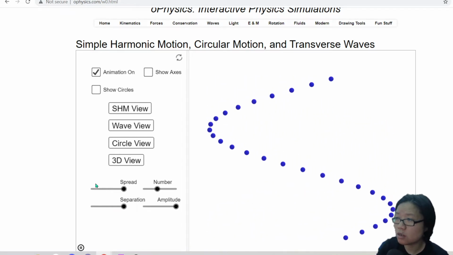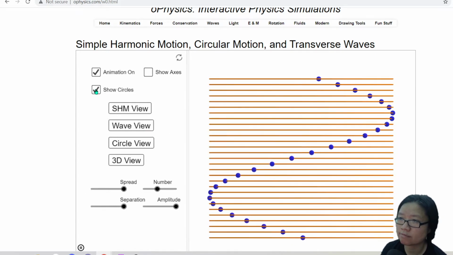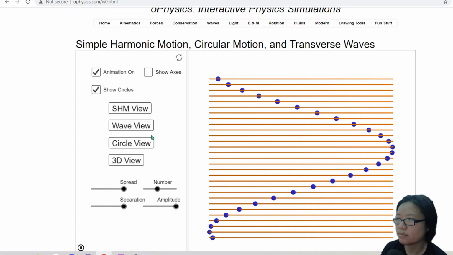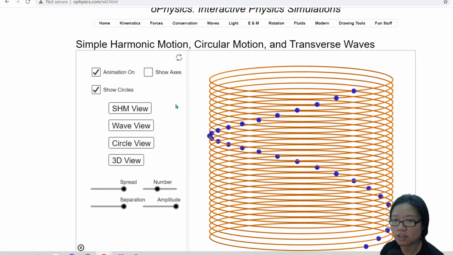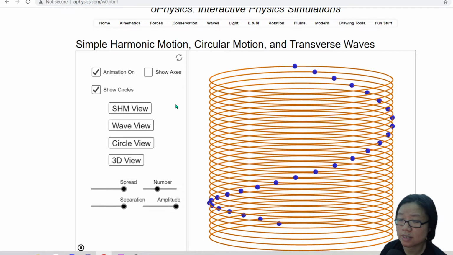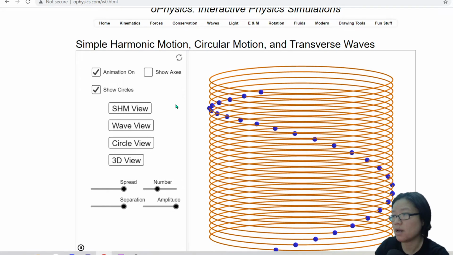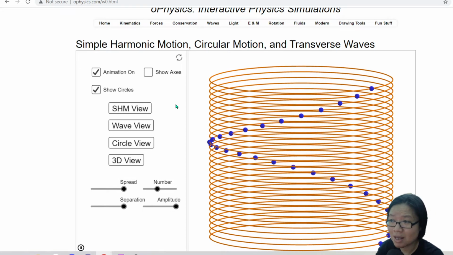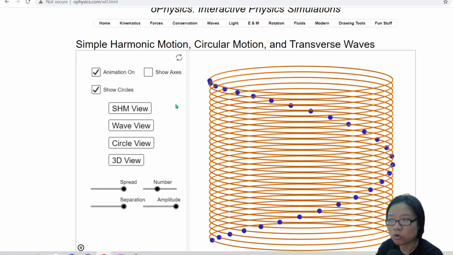So from here, you can see that this is the wave view, right? And if I show the circle, and then show you the 3D view, this is actually the motion of the particles. So it's pretty cool. There is an intrinsic relationship between a particle in circular motion, a particle in simple harmonic motion, and waves. We just need to tweak the description or the variables. Cool stuff, all right?